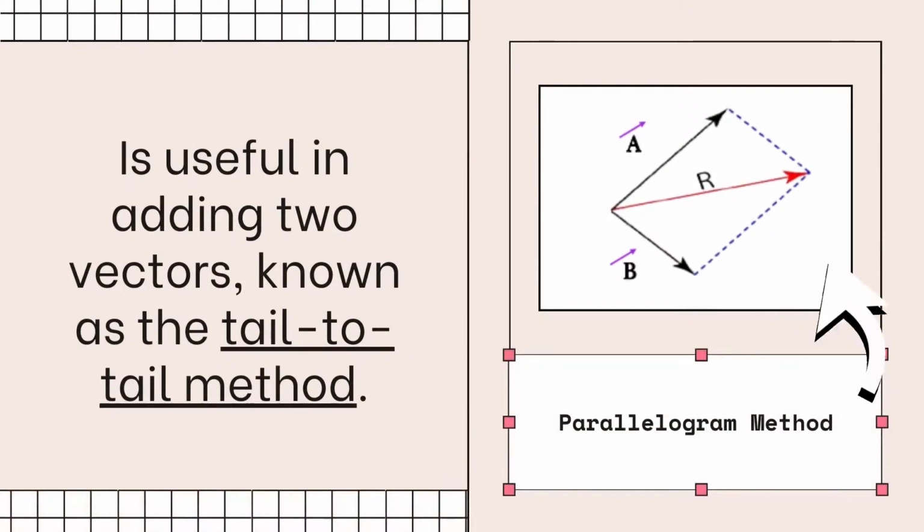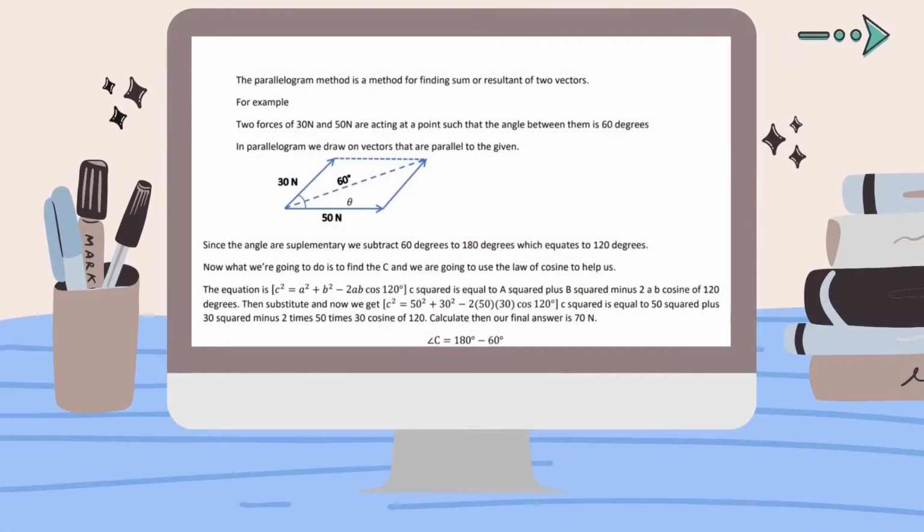Here's the parallelogram method for finding the sum or resultant of two vectors. For example, two forces of 30 N and 50 N are acting at a point such that the angle between them is 60 degrees. In the parallelogram, we draw vectors that are parallel to the given. Since the angles are supplementary, we subtract 60 degrees from 180 degrees, which equates to 120 degrees.